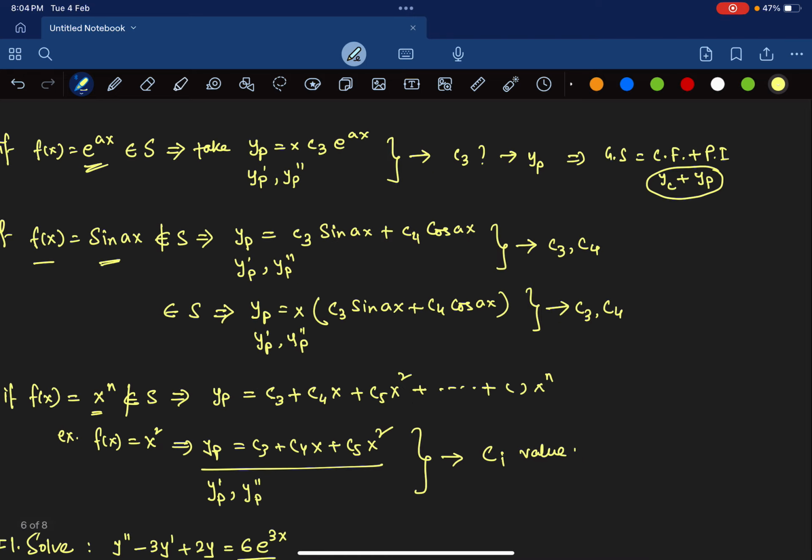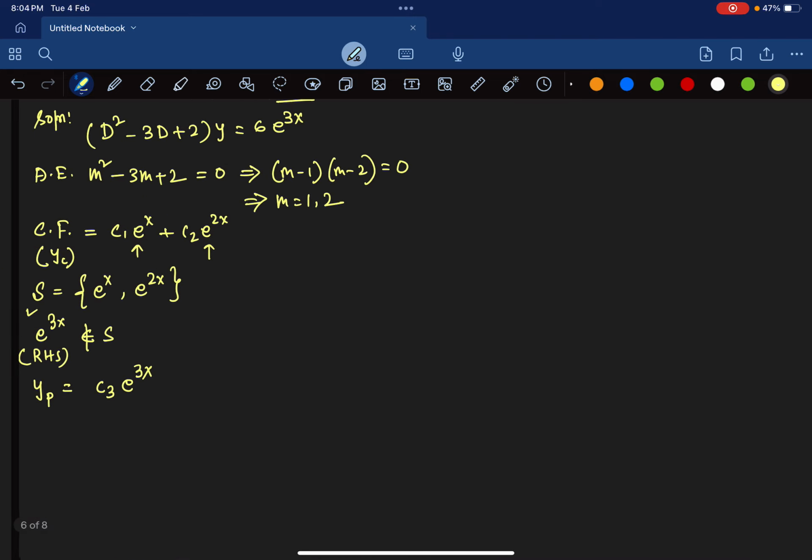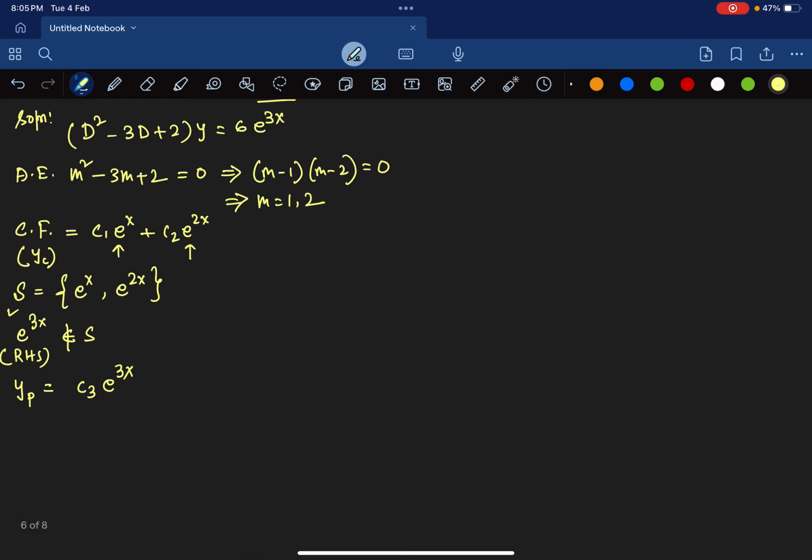Now see, yp is equal to this one we are taking. Now yp' is required and yp'' is required. Why? Because this yp is nothing but a particular solution which will also satisfy this equation. So yp' means 3c3 e^(3x), and here yp'' is 9c3 e^(3x). Now substitute in equation number 1.